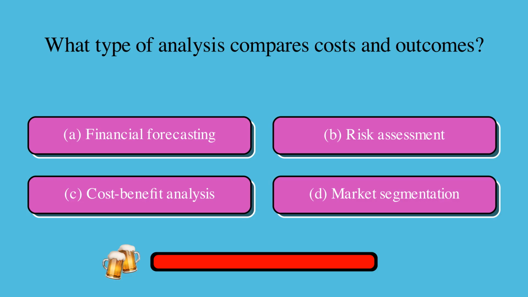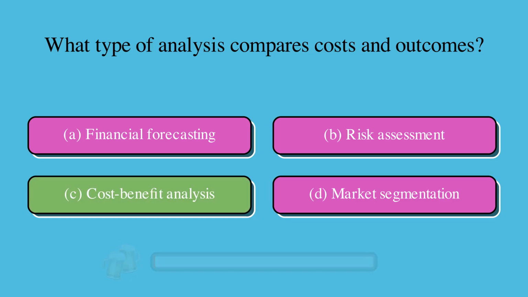What type of analysis compares costs and outcomes? Is it A, financial forecasting, B, risk assessment, C, cost-benefit analysis, or D, market segmentation? The correct answer is C, cost-benefit analysis.